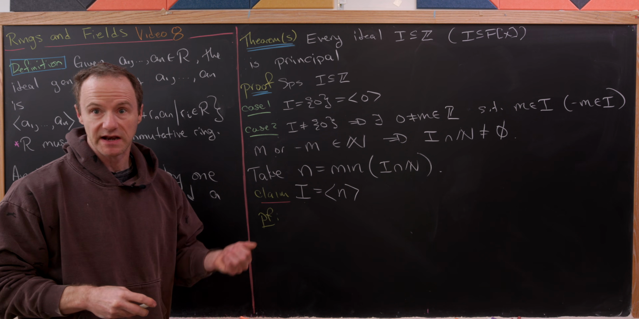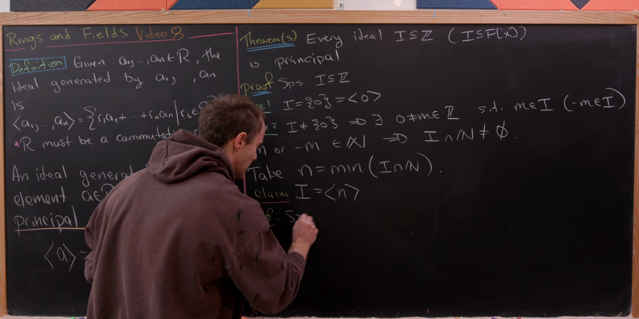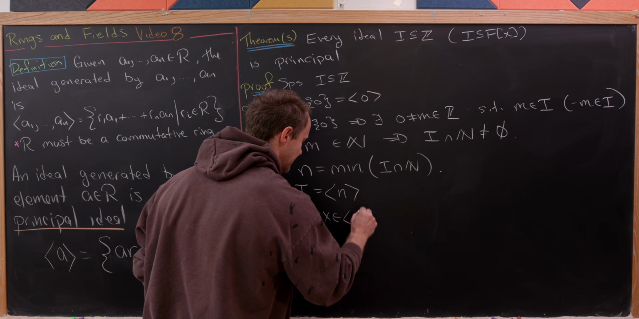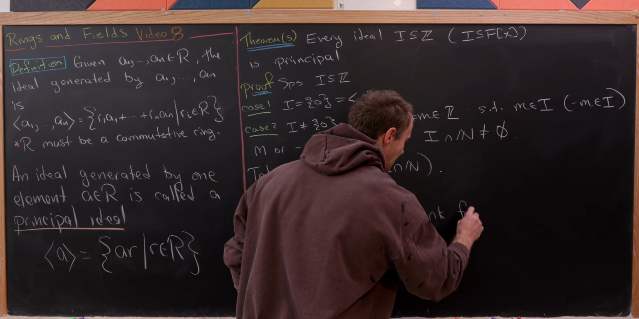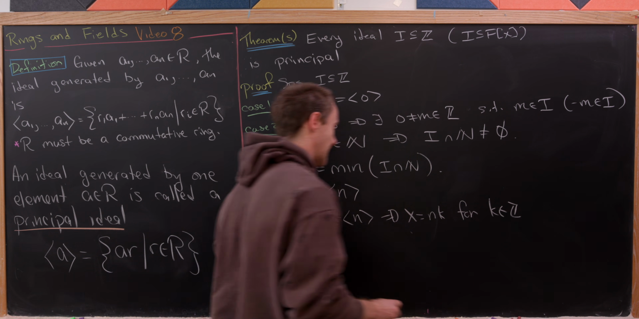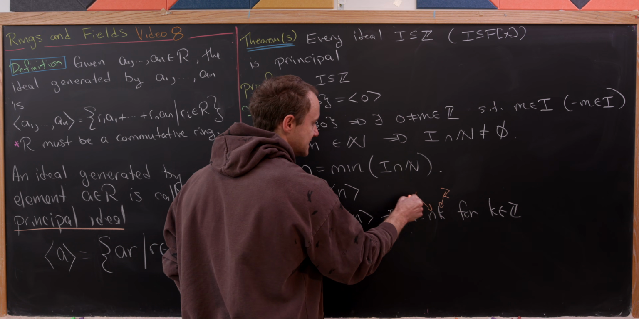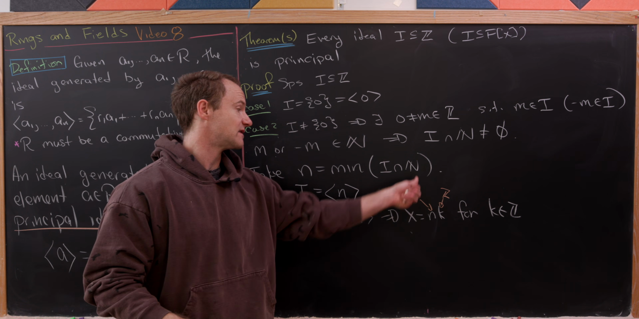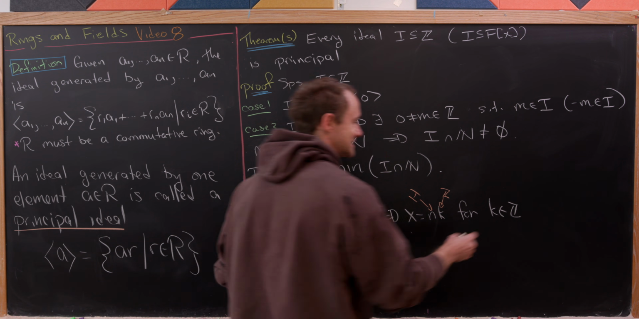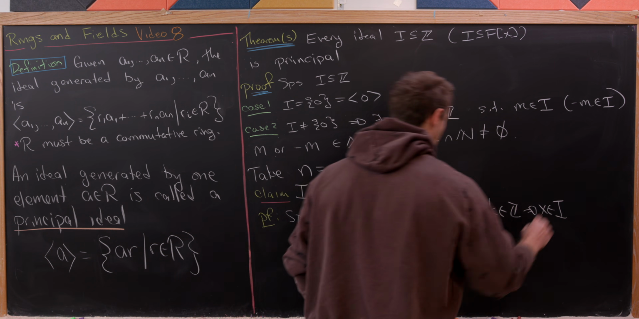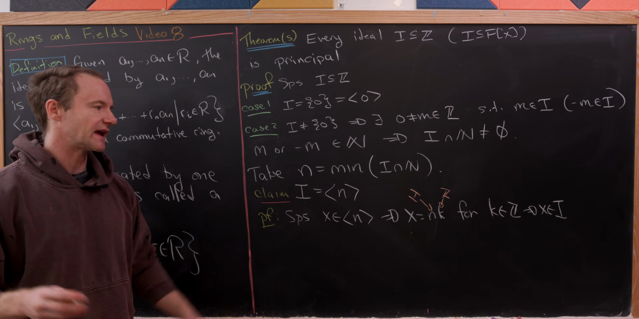Okay, so let's see how this goes. We've got to do double set inclusion like we do to show any two sets are equal. So let's suppose first that we've got an element x in the ideal generated by n. But that means that x is equal to n times k for some integer k. But now let's point out that this n is an element of the ideal because it's in the ideal and it's a natural number. But then by the absorption property, we know that that means that x is inside of the ideal because we're multiplying an element of the ideal with an element of the ring as a whole.